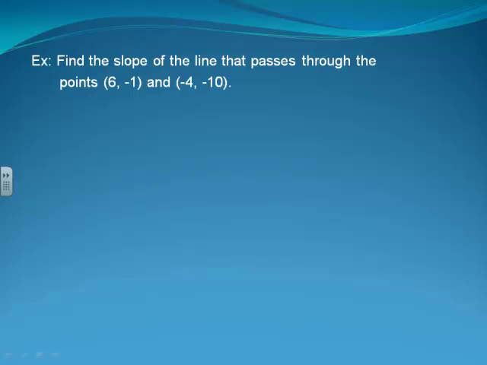Let's do another example. Find the slope of the line that passes through the points (6, -1) and (-4, -10). Again, if you have 2 points, you do not need a graph. You just need to know the slope formula: y2 minus y1 divided by x2 minus x1. Let one of those points be your x1, y1 point. Let the other point be x2, y2, and plug the numbers in.